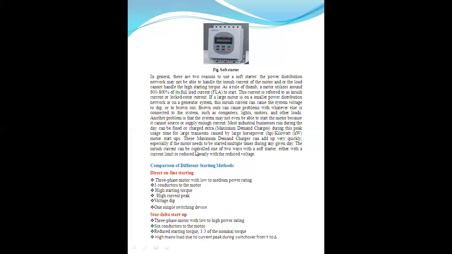The inrush current can be controlled in one of two ways with a soft starter: either with a current limit, or reduced linearly with the reduced voltage. So here is a comparison between the different starting methods. One is called direct online starting. It is for three-phase motors with low to medium power rating, three conductors to the motor, high starting torque, high current peak, voltage drop, and one simple switching device.